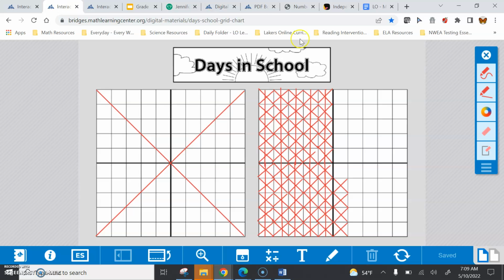We'll add another day that we have been in school. So we'll add another day here. Oh my goodness. We have now officially been in school for 155 days.